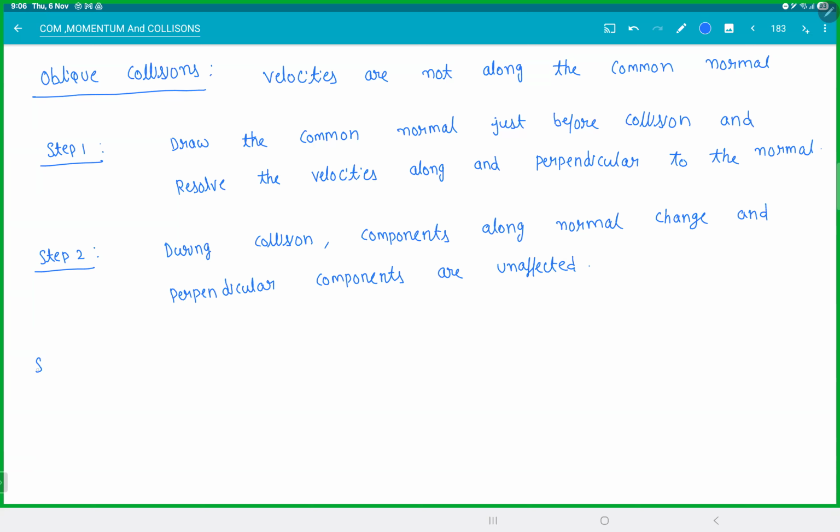Then step three, solve for velocities along the normal using head-on collision. So an oblique collision simply becomes a head-on collision plus perpendicular component. Solve for velocities along normal and add the perpendicular components. Let me show an example.